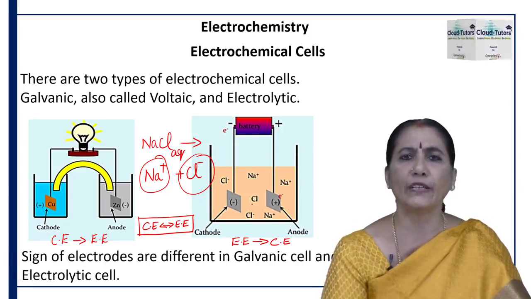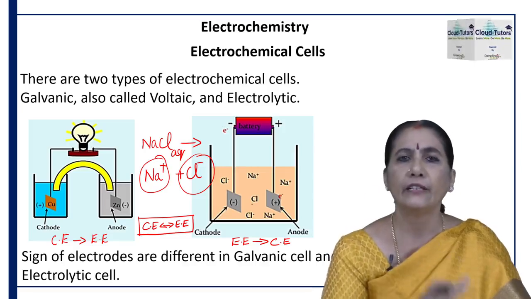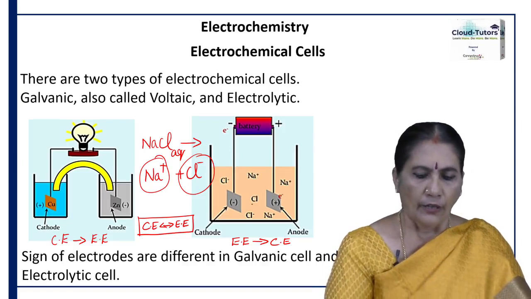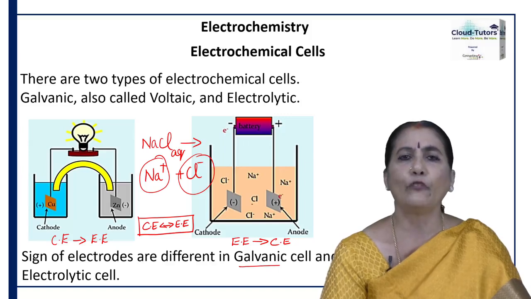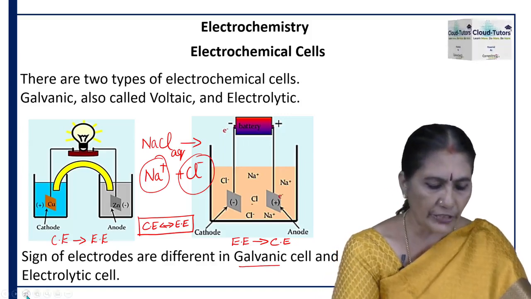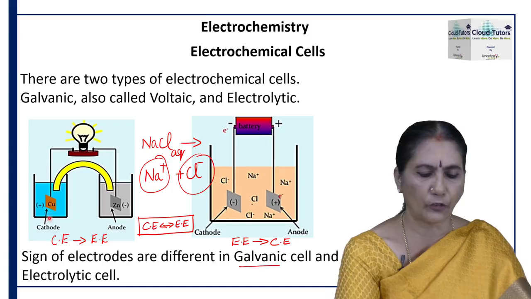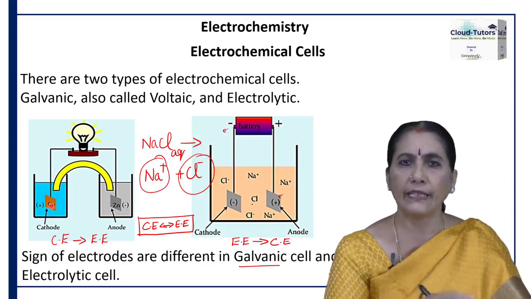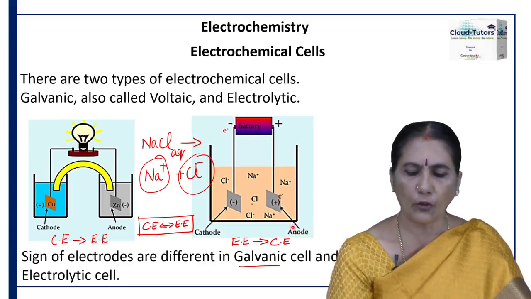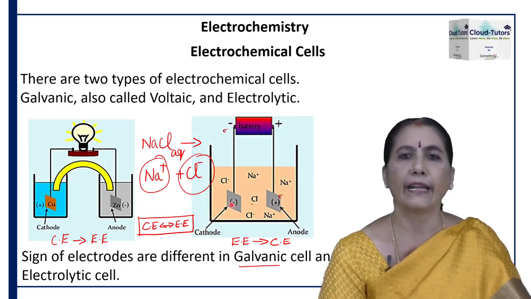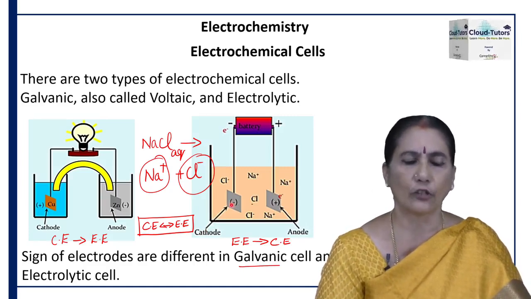If you see the signs of the electrodes in both the galvanic cell and the electrolytic cell, they will not be the same. They will be just the opposite. You see here, in a galvanic cell, the anode will be negative charge, the cathode will be positive charge. But in the case of an electrolytic cell, you will find the anode will be positive and the cathode will be negative. That is the main difference between the galvanic and the electrolytic cell.